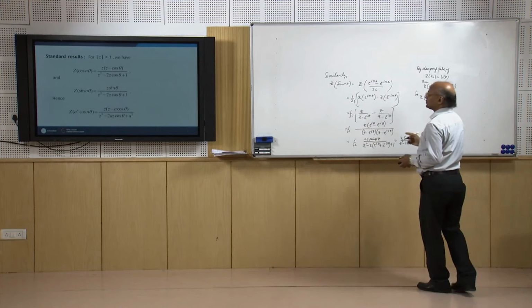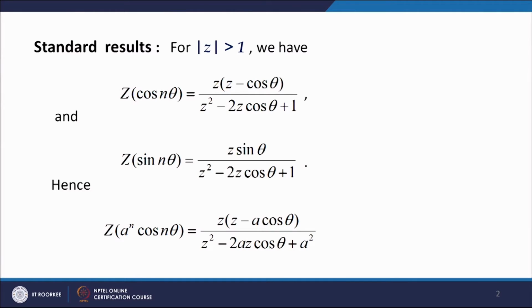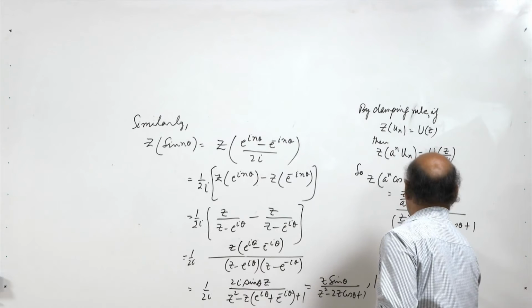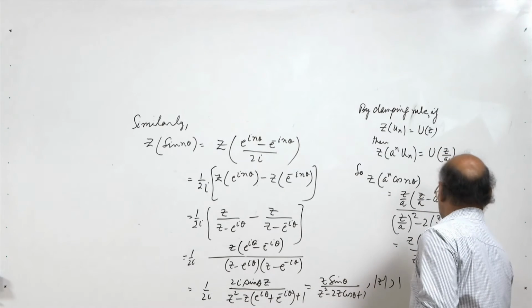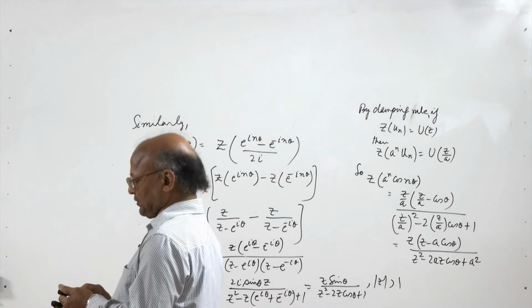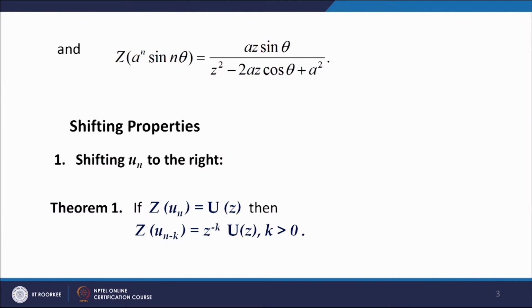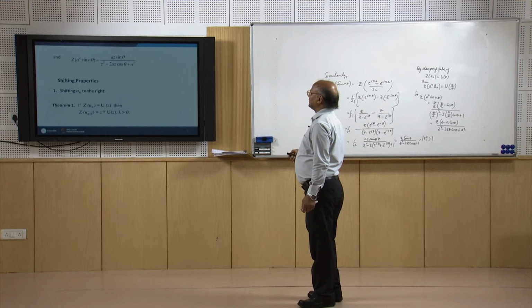in the z transform of cos n theta, which is z into z minus cos theta divided by z square minus 2z cos theta plus 1, let us replace z by z by a. So we get z into z minus a cos theta divided by z square minus 2az cos theta plus a square. So we get the z transform of a to the power n cos n theta by using the damping rule, and similarly by using the damping rule we can obtain the z transform of a to the power n sin n theta. In the z transform of sin n theta, which is z sin theta over z square minus 2z cos theta plus 1, we replace z by z by a to arrive at az sin theta over z square minus 2az cos theta plus a square.